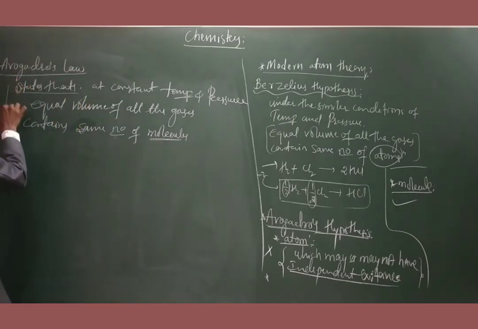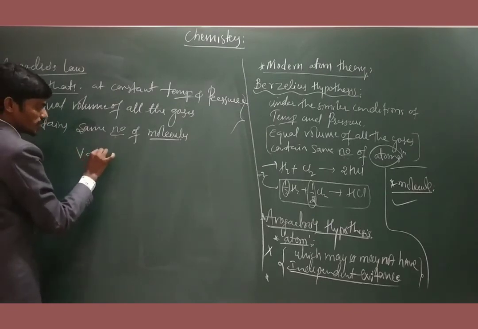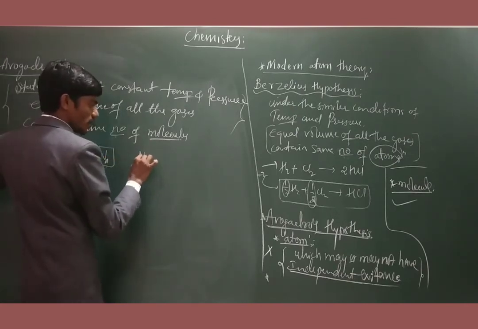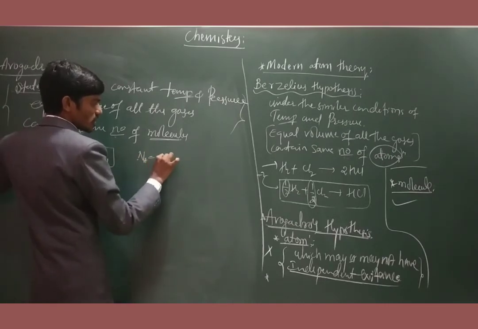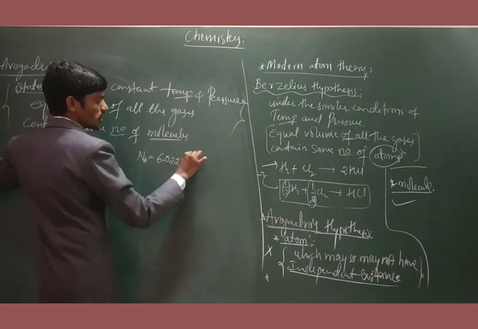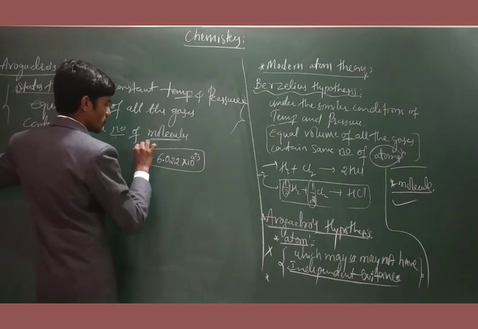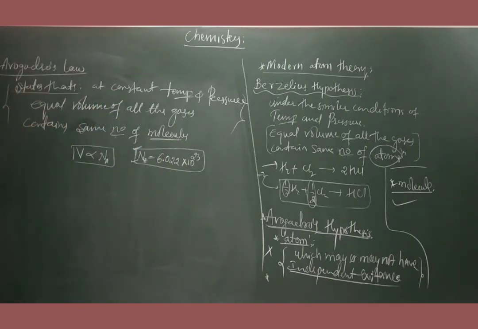This is Avogadro's law, and mathematically it is given by V is proportional to N. This N is a constant known as Avogadro's constant, or Avogadro's number. Its value is 6.022 × 10^23. This is a constant we use in many places, Avogadro's constant and Avogadro number. V is proportional to N.